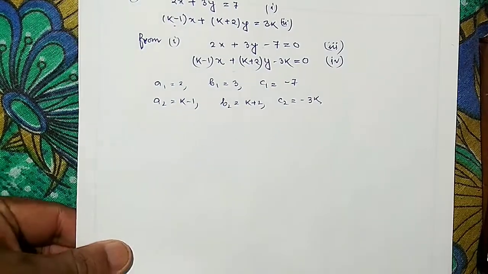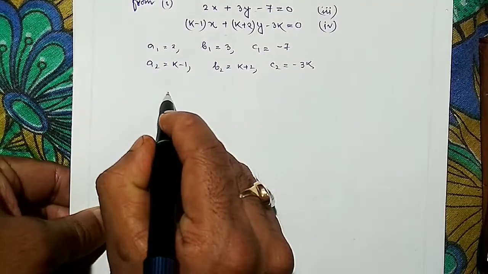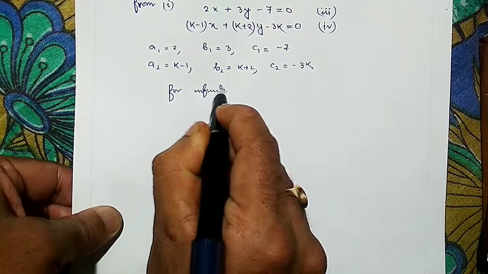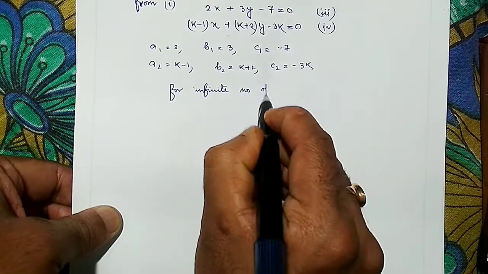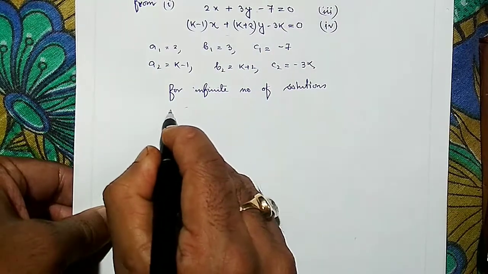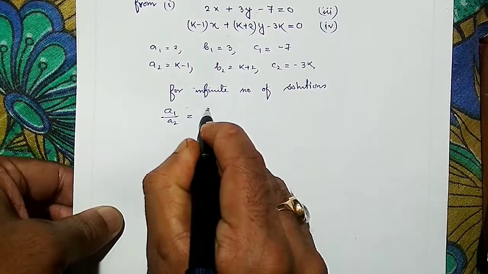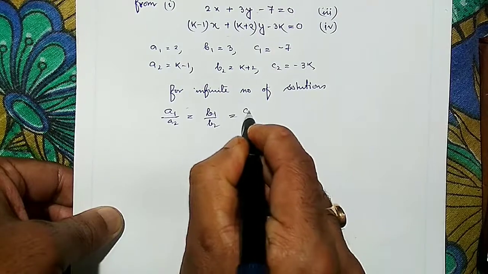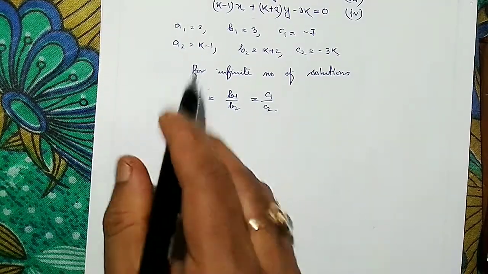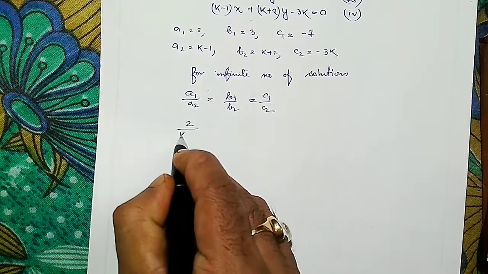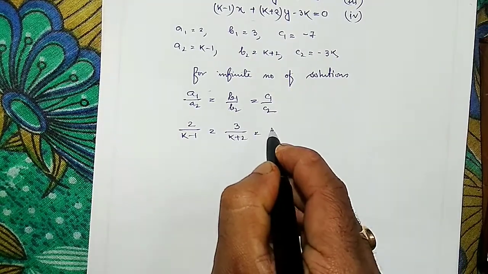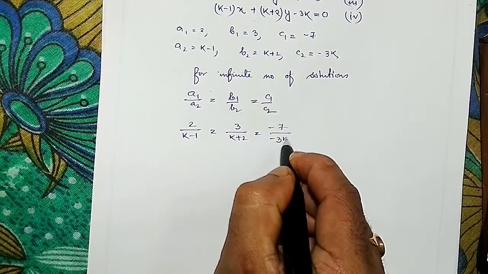And in the question it is given infinite number of solutions. So you can write here, for infinite number of solutions, the condition is A1 by A2 equals B1 by B2 equals C1 by C2. So if I consider first, here A1 is 2, so 2 divided by k minus 1 equals 3 divided by k plus 2 equals minus 7 divided by minus 3k.